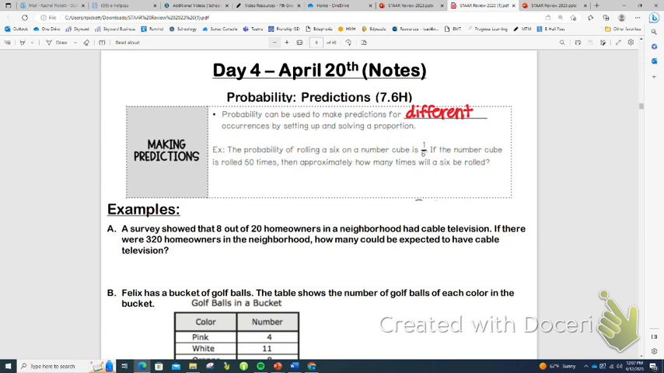For example, this question says the probability of rolling a 6 on a number cube is 1/6. If the number cube is rolled 50 times, then approximately how many times will a 6 be rolled? So it tells us our probability is 1/6, so we're going to start with that ratio and then set that up to equal x over our total number of trials, which is 50.